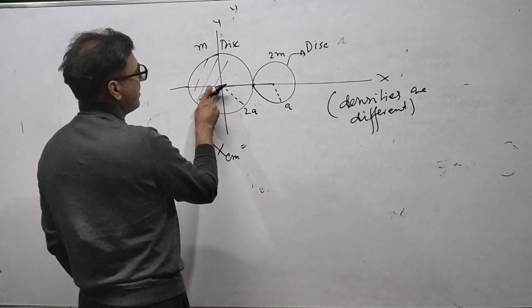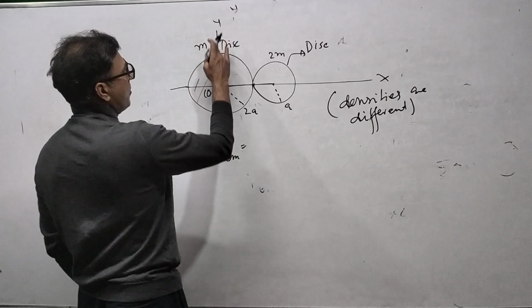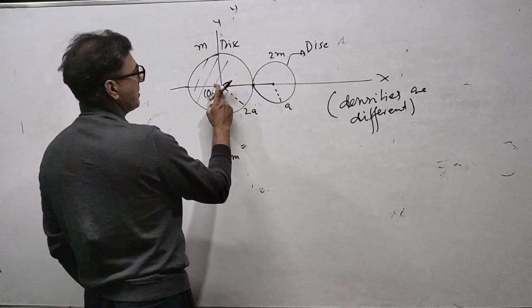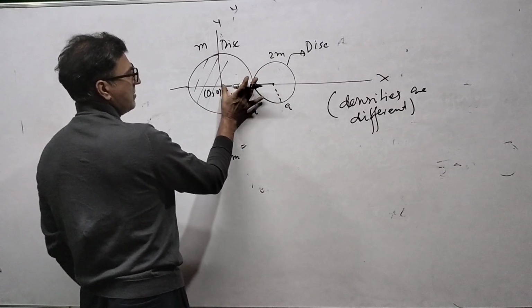So what is the coordinate here of this mass disk? This is 0 and 0. Origin of the coordinate system. What is here? Coordinate of this? We must know the distance between here and here because they are touching. Radius of this disk is 2a.